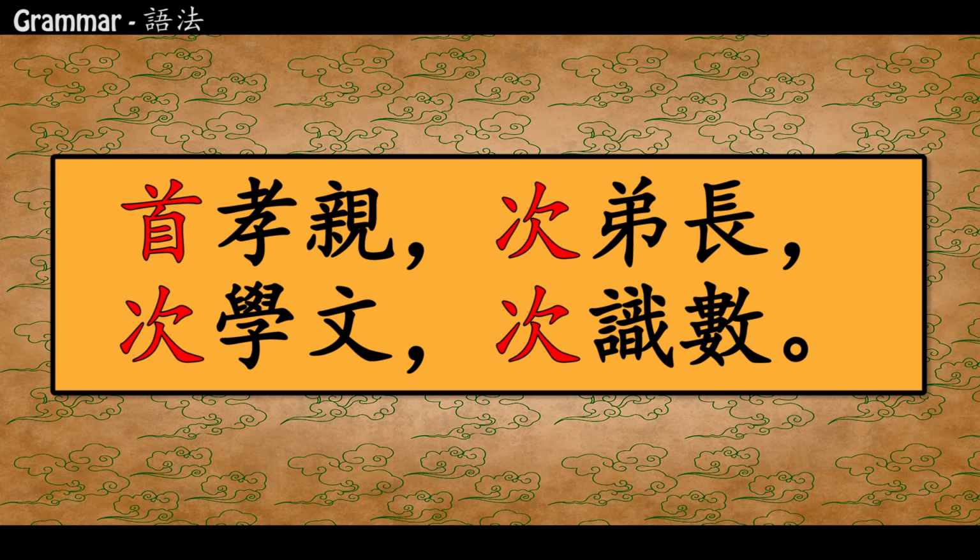Shou xiao qin, ci ti zhang, 次学文次识数. First be filial to your parents, then respectful to your elders, then learn to read, then learn to reckon.